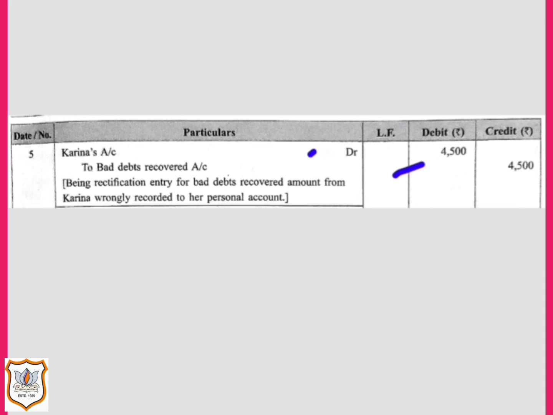So I hope it is clear to you all how these rectification entries are passed. So in this question, the remaining journal entries, rectifying the remaining journal entries, you have to do as homework. You have to try it by yourself for your practice.